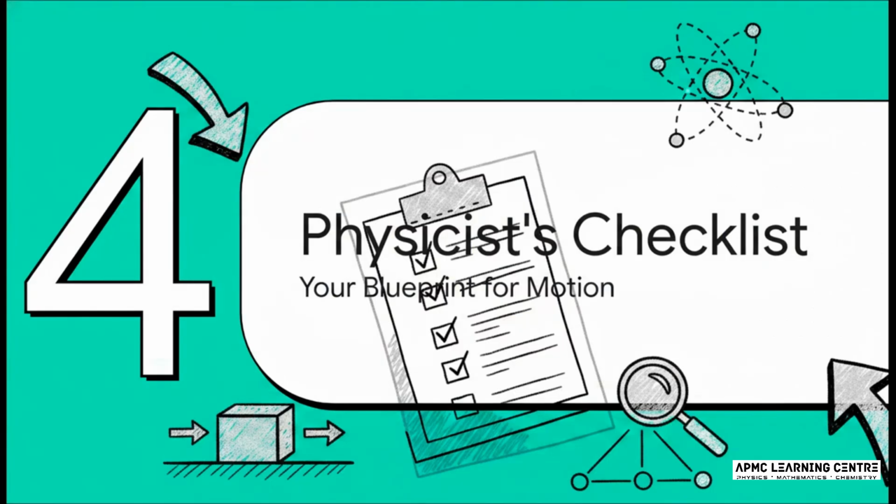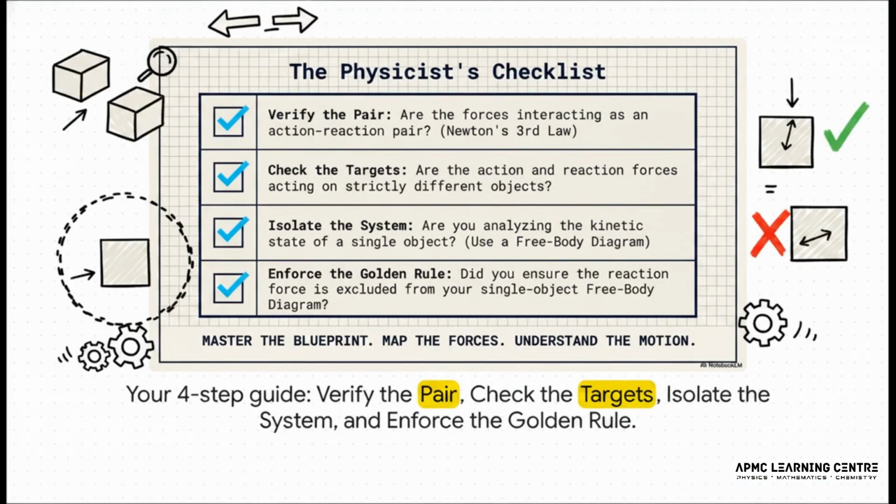This whole process, from identifying the forces to mapping them out correctly, can actually be boiled down into a really simple but incredibly powerful checklist that'll keep you from falling into any of those common traps. So here it is. This is your 4-step blueprint for basically every problem. First, verify the pair. Ask yourself, are these forces a real Newton's third law interaction? Second, check the targets. Are they acting on two different objects? Third, isolate the system. Draw a nice, clean FBD for the single object you care about. And finally, enforce the golden rule. Never ever put an action-reaction pair on the same diagram.